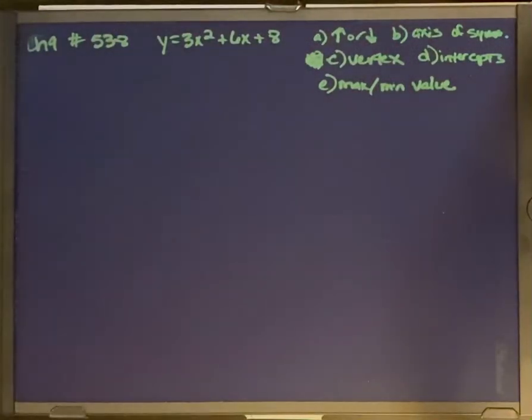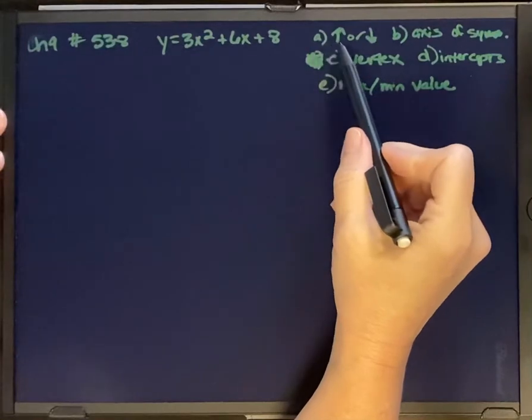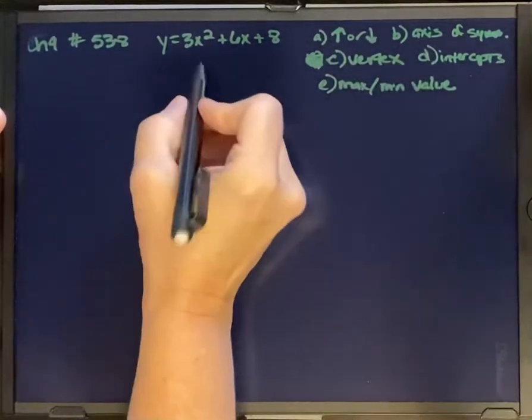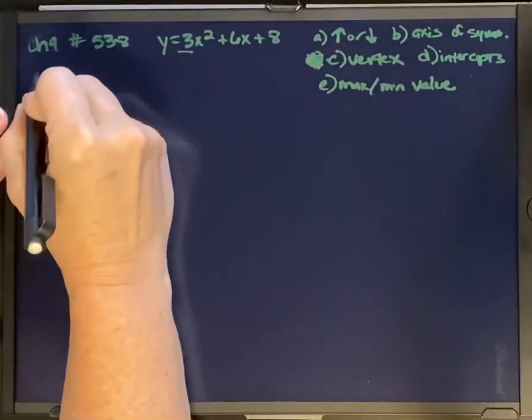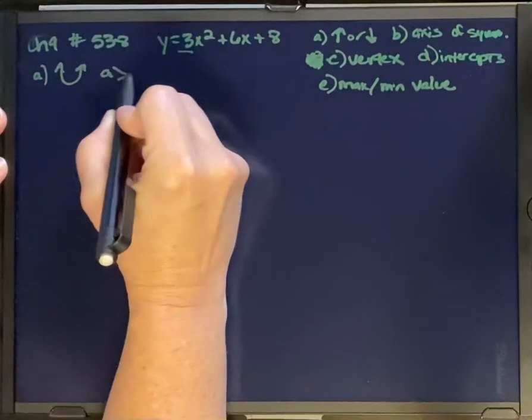In this question, it's asking us to identify several different values or several different things. It's first asking us whether or not this graph will open up or down. So since our coefficient is positive, our graph is going to open up since a is greater than 0.